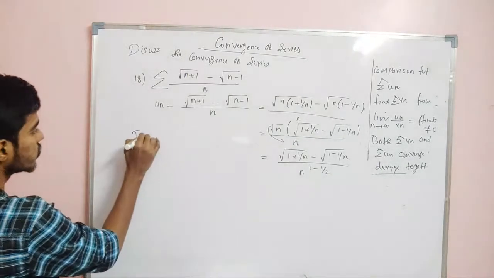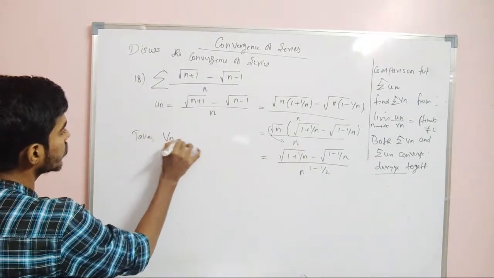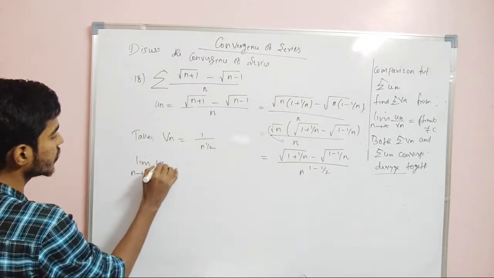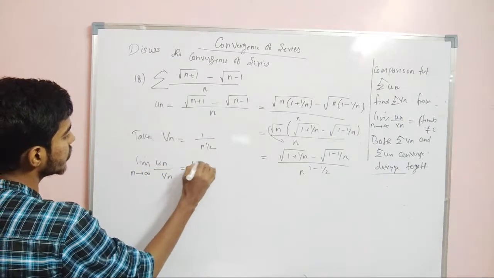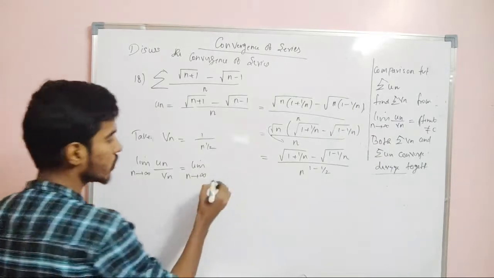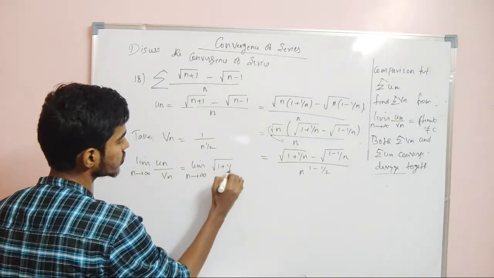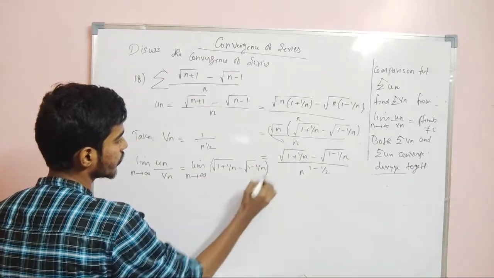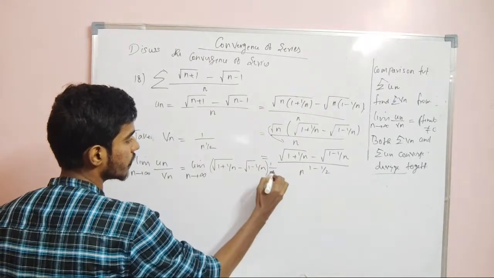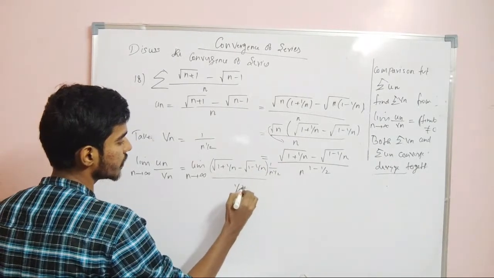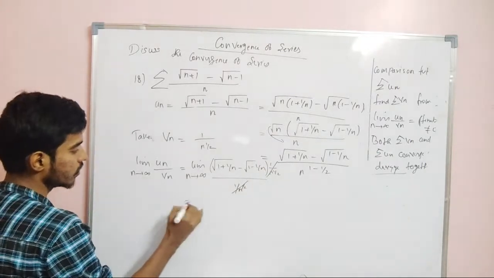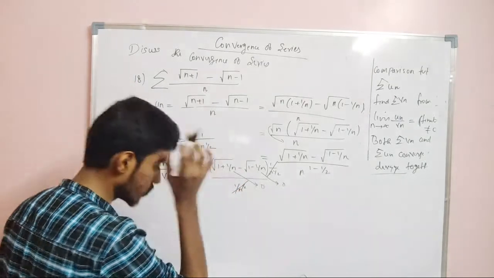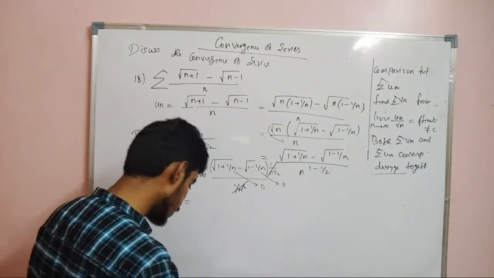Now take Vn to be equal to 1 by n power 1 by 2. Now what about the limit as n tends to infinity of Un by Vn? Our Un is square root of 1 plus 1 by n minus square root of 1 minus 1 by n, into 1 by n power 1 by 2, divided by Vn, which is 1 by n power 1 by 2. The n power 1 by 2 terms will get cancelled. So as n tends to infinity, this term tends to 0 and this term tends to 0 again.